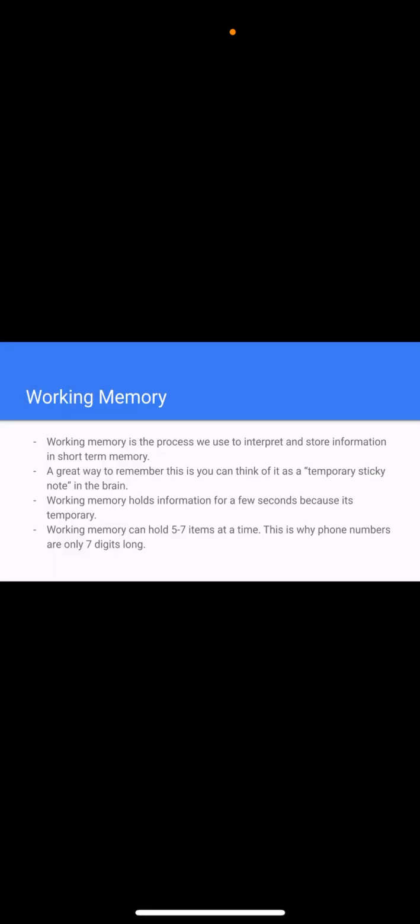Working memory. Working memory is a process we use to interpret and store information in short-term memory. A great way to remember this is you can think of it as a temporary sticky note in the back of your brain. Working memory holds information for a few seconds because it's temporary. Working memory can hold 5 to 7 items at a time. This is why phone numbers are only 7 digits long.